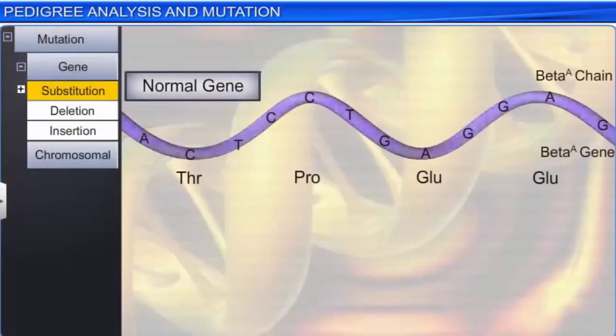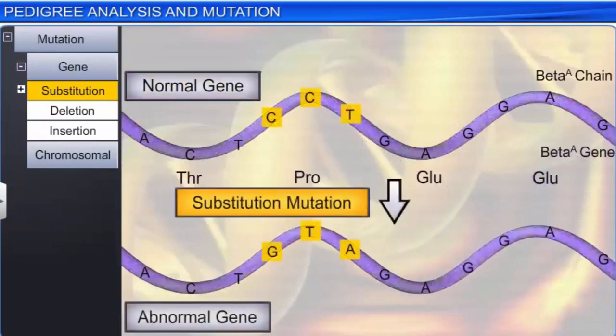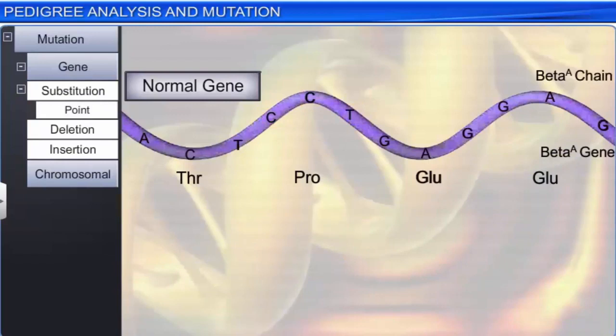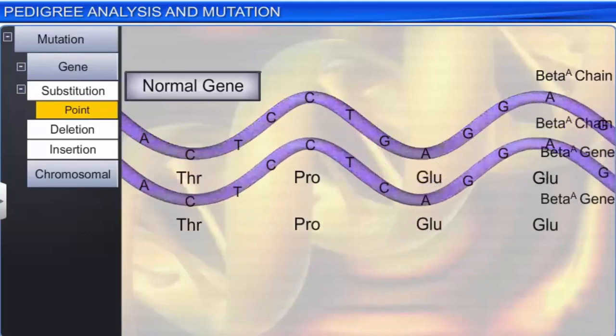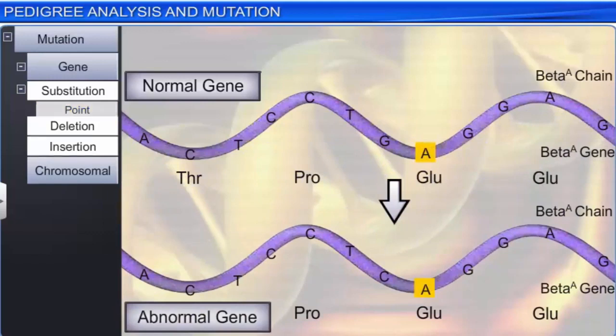In substitution mutation, normal base pairs of DNA are substituted by other base pairs. A type of substitution mutation is point mutation, where a single base pair of DNA is substituted by another base pair. For example, in sickle cell anemia, point mutation occurs due to the substitution of a single base pair.